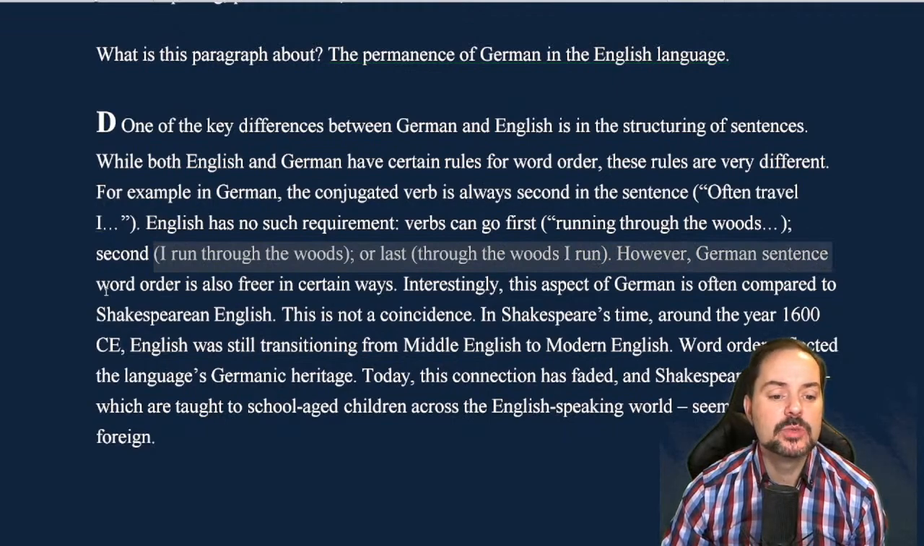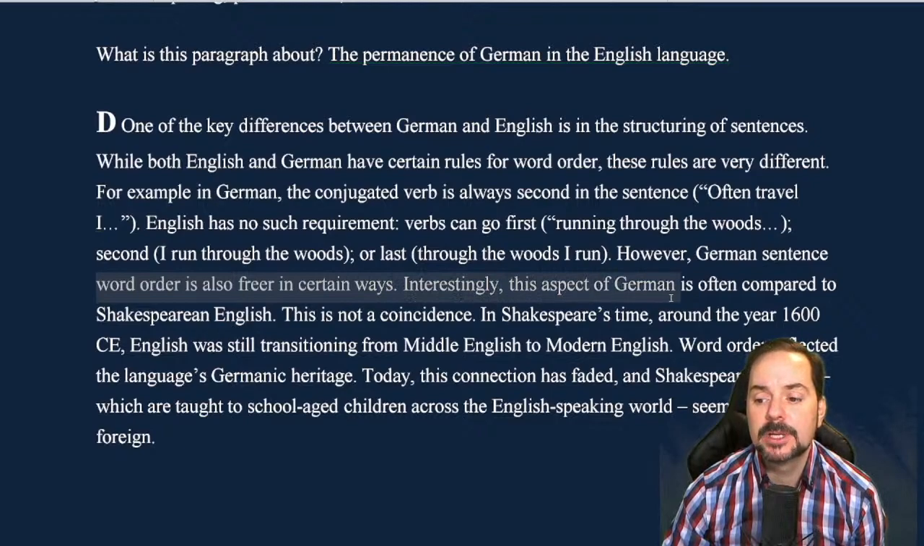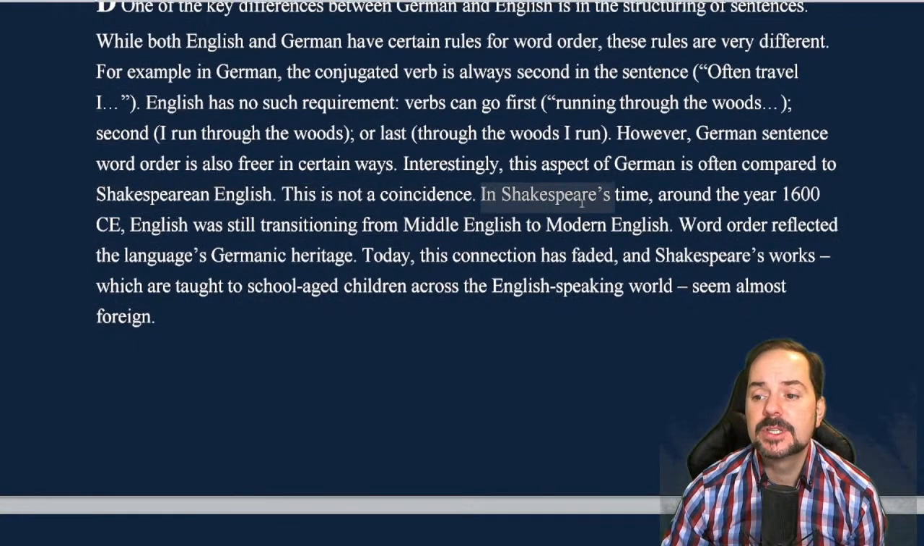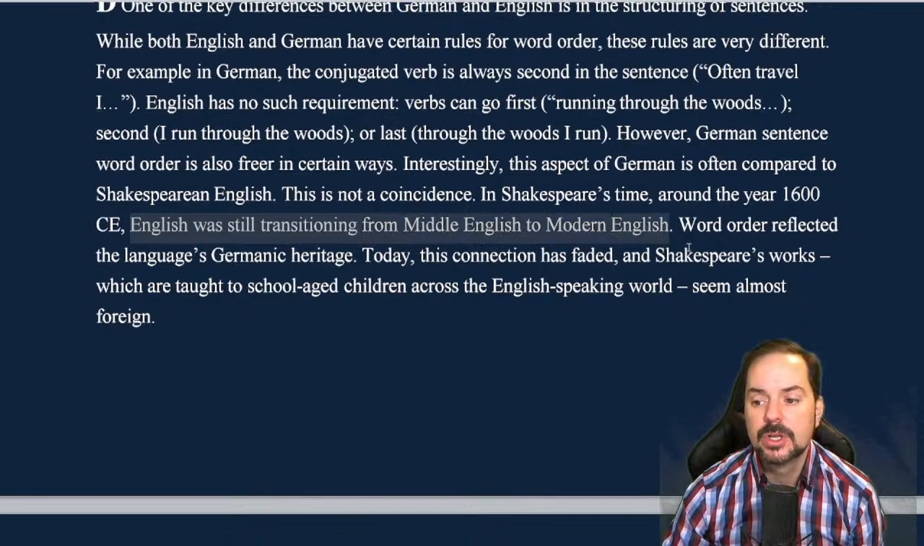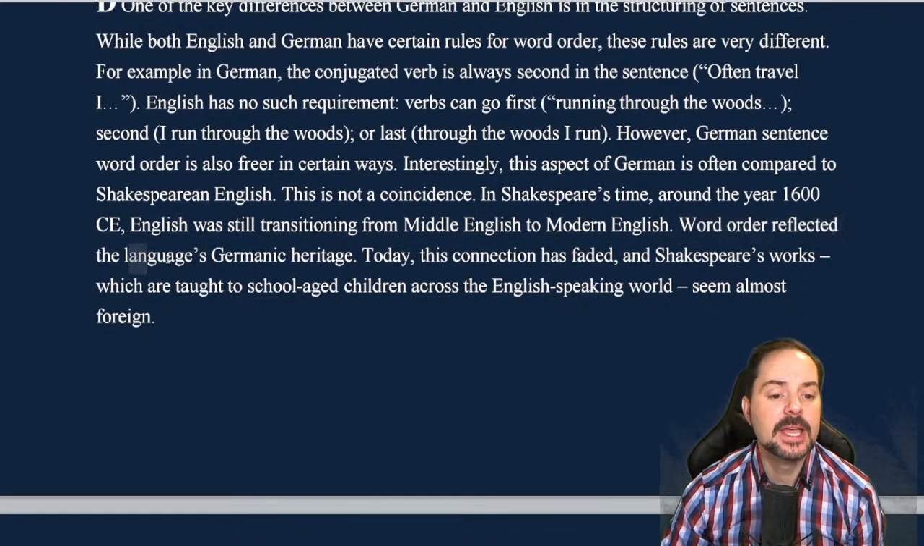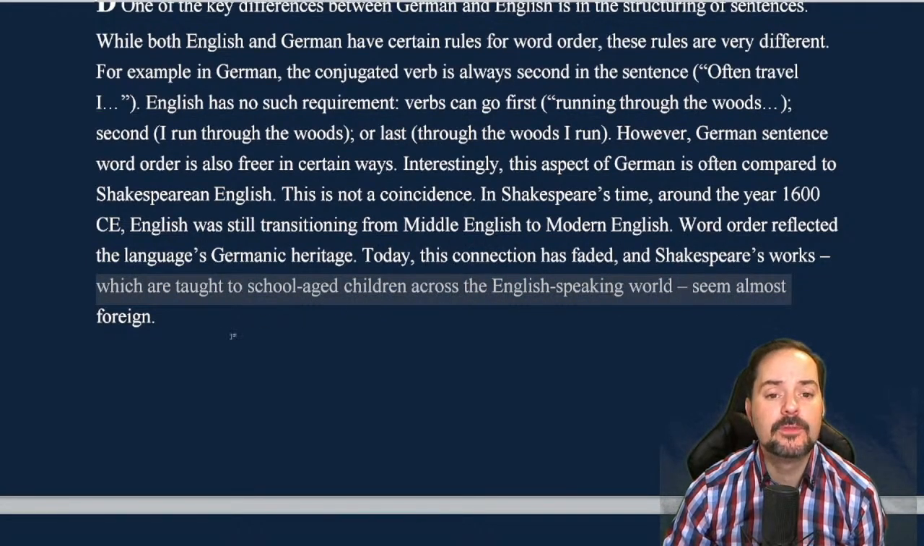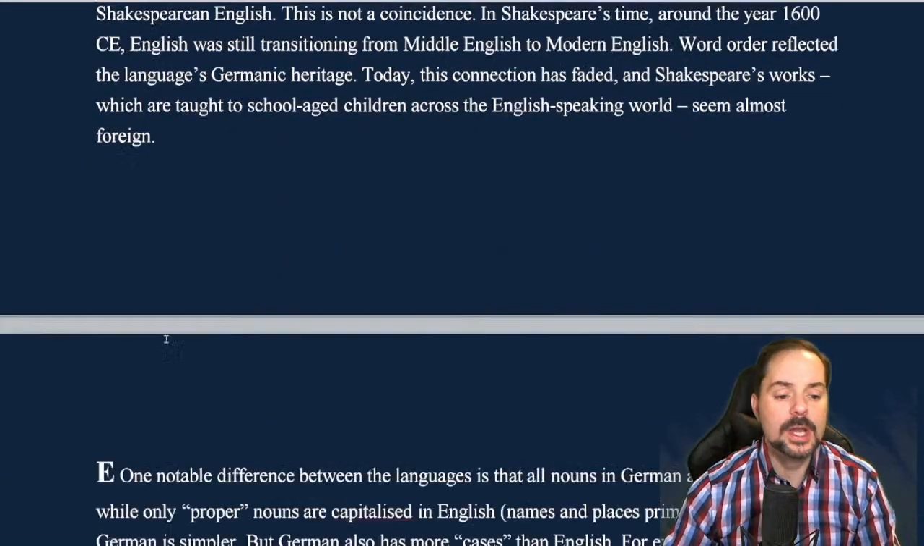However, German sentence word order is also freer in certain ways. Interestingly, this aspect of German is often compared to Shakespearean English. This is not a coincidence. In Shakespeare's time, around the year 1600 CE, English was still transitioning from Middle English to Modern English. Word order reflected the language's Germanic heritage. Today, this connection has faded, and Shakespeare's words, which are taught to school-aged children across the English-speaking world, seem almost foreign. Okay, so what is this paragraph about?